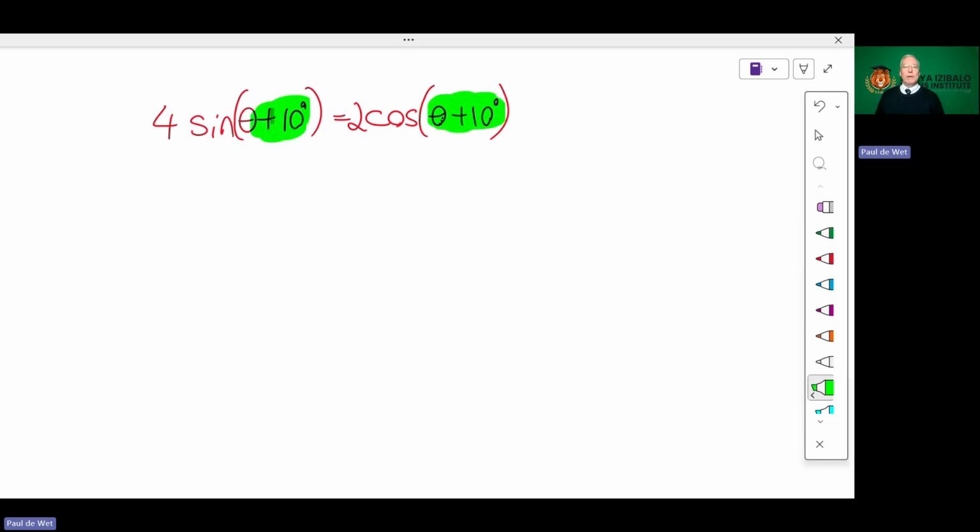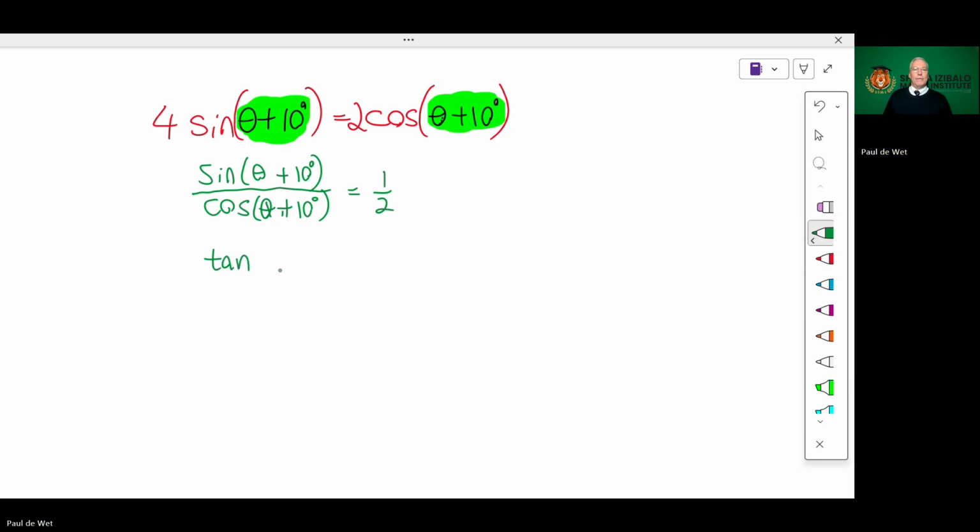What we're going to do here is divide both sides by cos. When we divide both sides by cos, we get sine of theta plus 10 over cos of theta plus 10. We've got 4 here, we've got 2 here. We're going to divide both sides by 4 as well, and we get a half here. This is tan of theta plus 10. And that's looking a whole lot better.